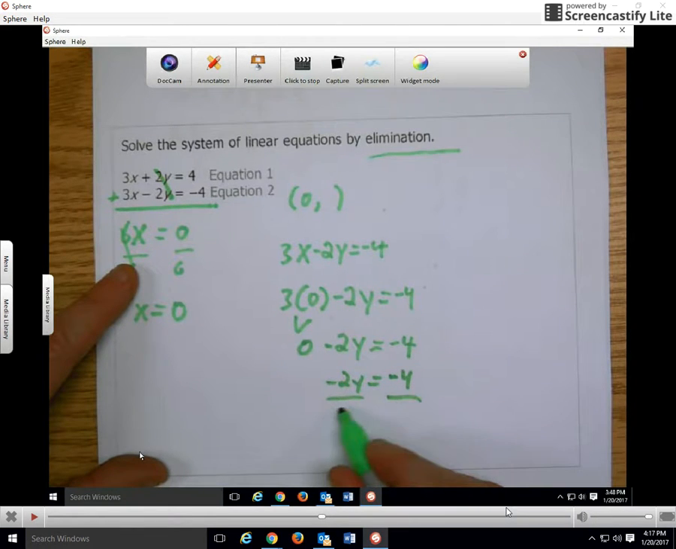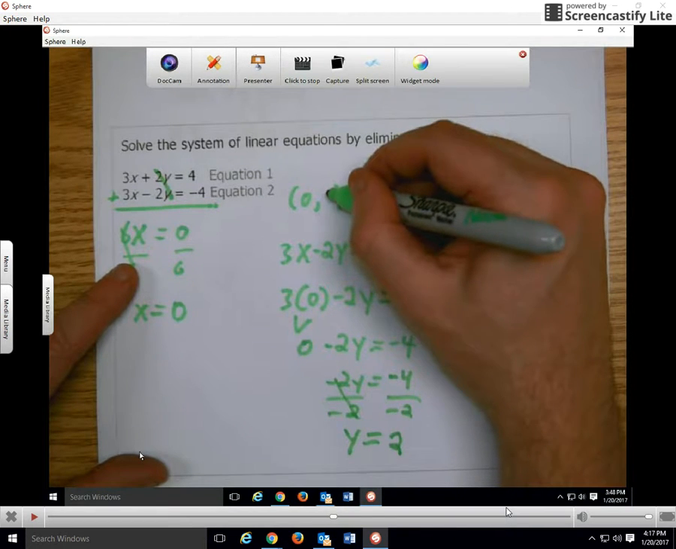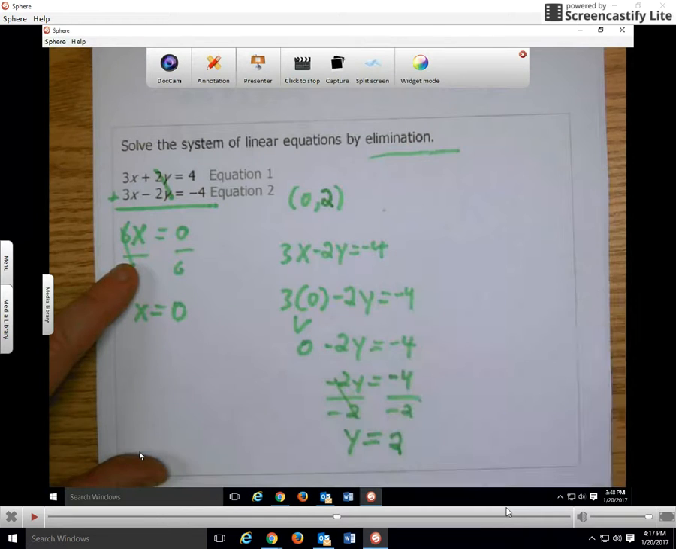Divide both sides by a negative 2, and we're solving for y. Negative divided by negative is a positive. y equals 2. So if x is 0, then y would be 2. There's your answer. And then we just solved it.